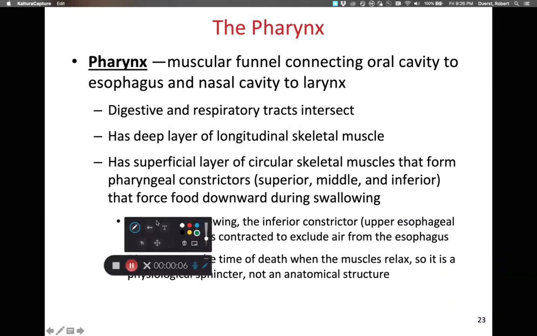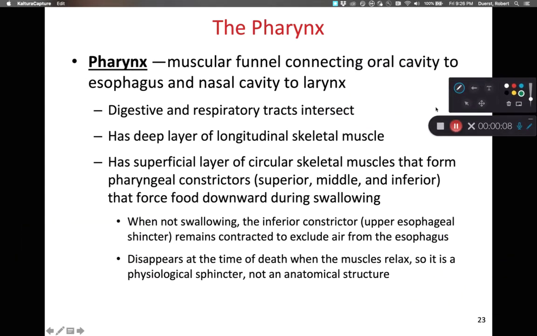So class, we just finished covering the oral cavity. Let's move on to the pharynx. When people talk about our pharynx, they don't say the pharynx. Almost no common people say the pharynx. They'll say the back of my throat. And if somebody says the back of my throat, usually they mean the muscular funnel that connects the oral cavity to the esophagus. So that pharynx in the back of their mouth.